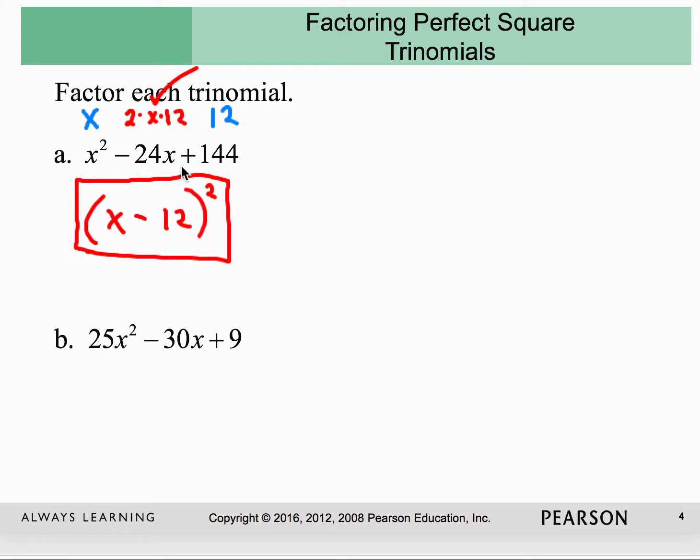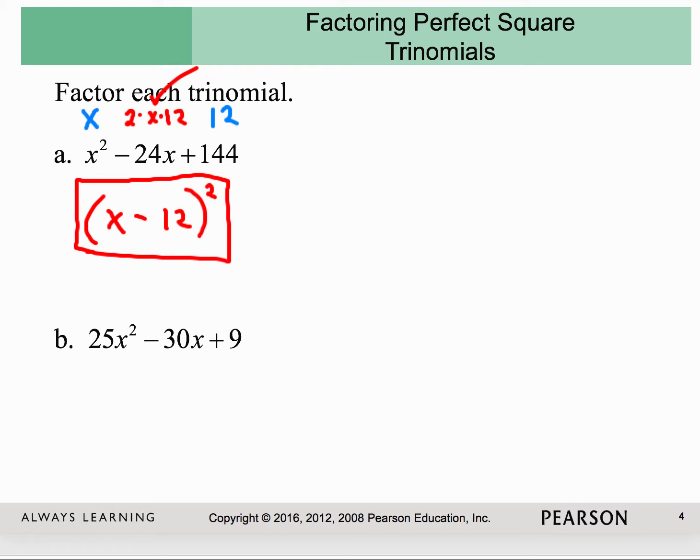Now notice this is a trinomial, so technically I could get by without knowing this rule too, because we just talked about how to factor trinomials. I could look for two numbers that multiply to give 144 and add to give negative 24. That one might not be too bad, 12 and 12. But look at this, I'd have to find two numbers that multiply to give 225 and add to give negative 30. This is a really handy shortcut.